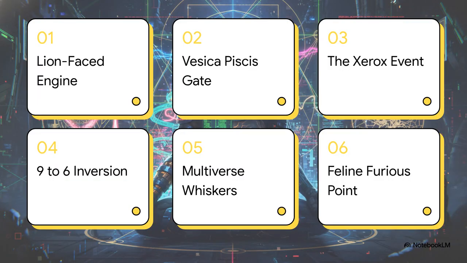So, here is our system diagnostics checklist for today. We'll be covering: 1. The lion-faced engine. 2. The Vesica Piscis mirror gate. 3. Seeing the Xerox event. 4. The 9-to-6 inversion. 5. Multiverse whiskers. And finally, 6. The feline furious point. Let's dive right in.